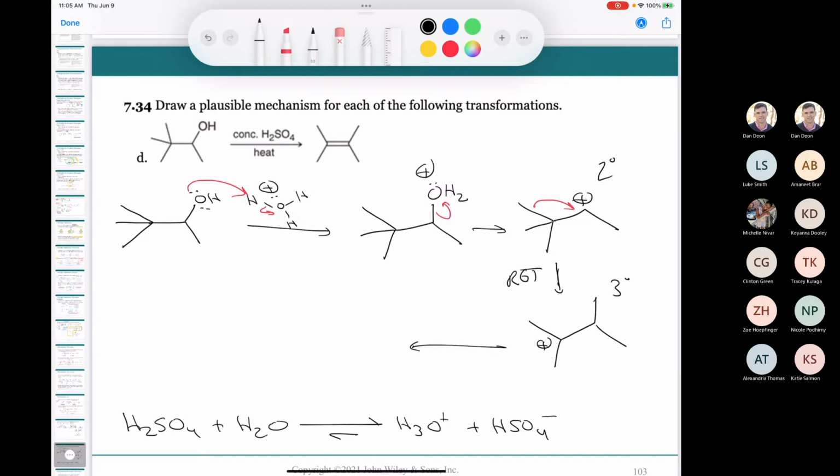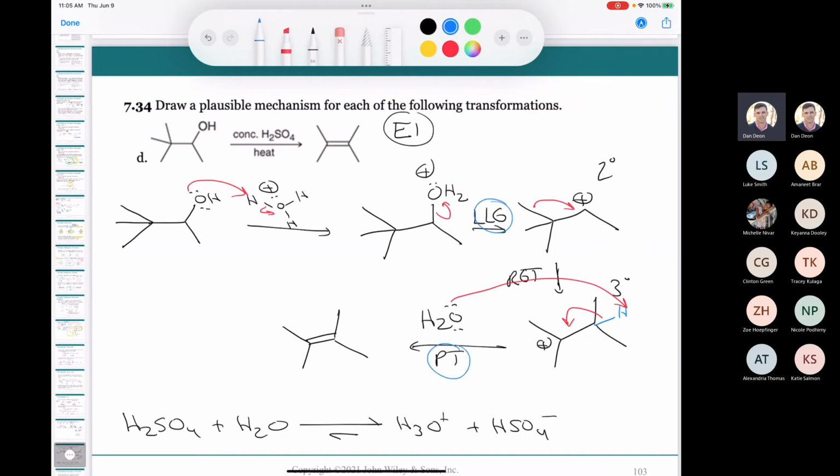And now we can do a proton transfer where we remove this proton that I'm going to highlight in blue. So now our water molecule is going to come in and it's going to grab that proton and we're going to form the double bond in this E1 reaction. So this would be considered an E1 mechanism. The first step is the loss of leaving group, followed by the proton transfer in an elimination reaction. But of course, that occurs after we convert the poor leaving group into a good leaving group. The same thing that we saw before.